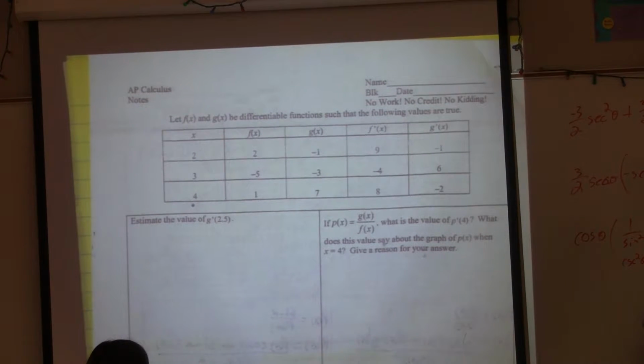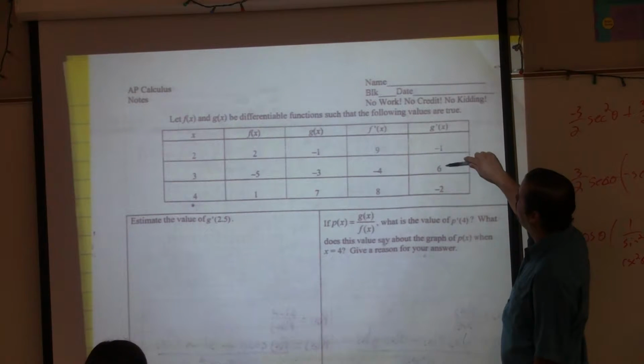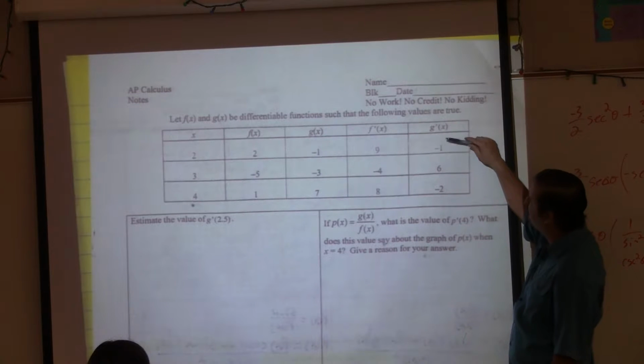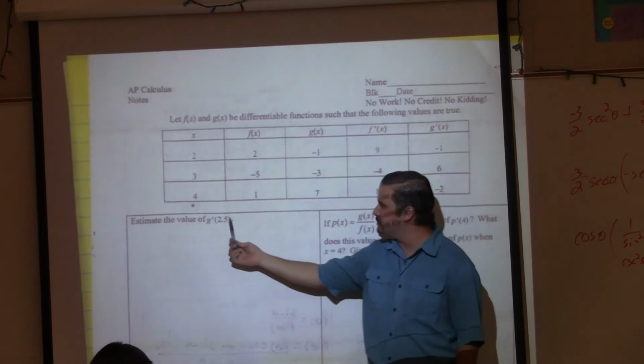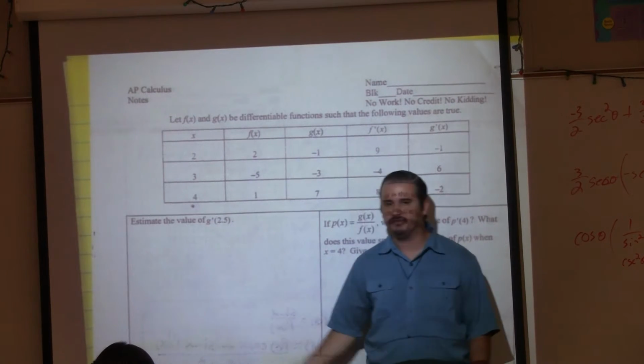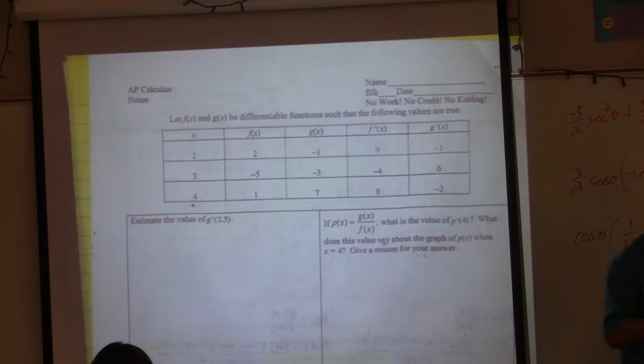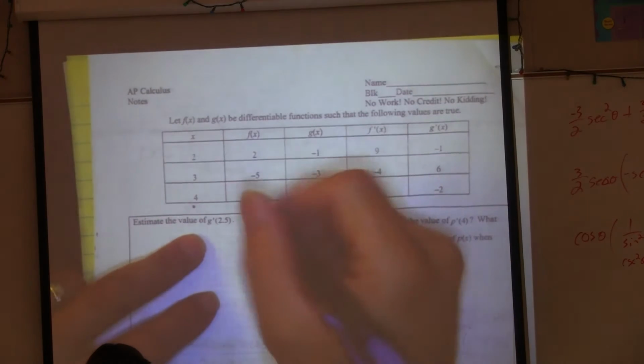Very good. We have to get 2 points, right? I can't just get the average of the derivatives. Remember we had the discussion last time? So we cannot get just the average of the two derivatives. I need to pick 2 points around 2.5 because this is talking about a slope, right? So what are 2 points that I could use?